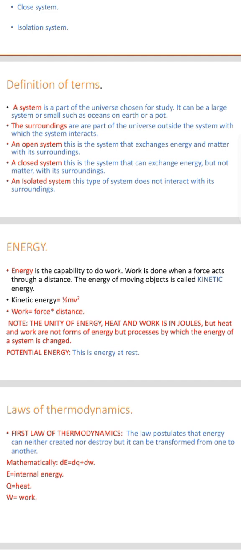This type of system does not interact with its surroundings, though when you go further in chemistry, it does interact with the surroundings, but very slowly. So an isolated system is a type of system that does not interact with its surroundings. That is, neither matter nor energy is exchanged with the atmosphere or the surroundings of the system. A typical example of this is a vacuum flask.